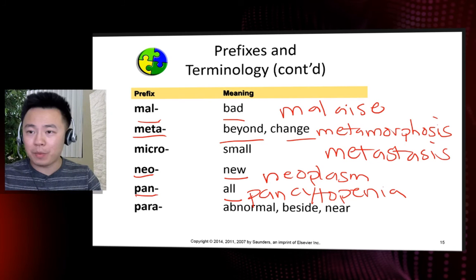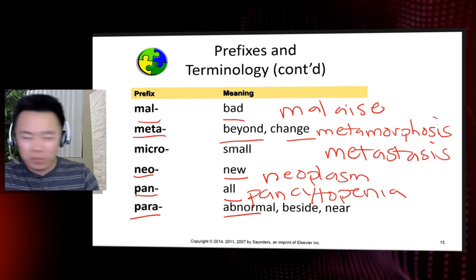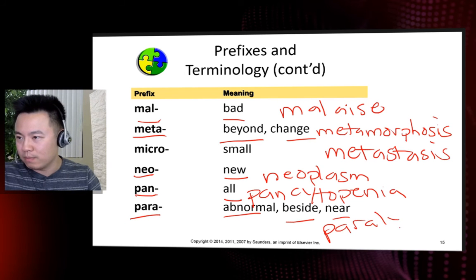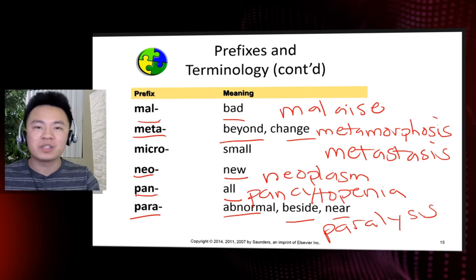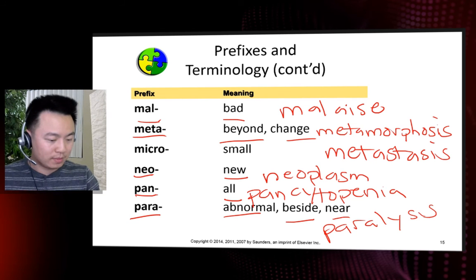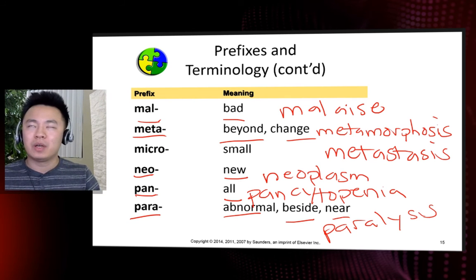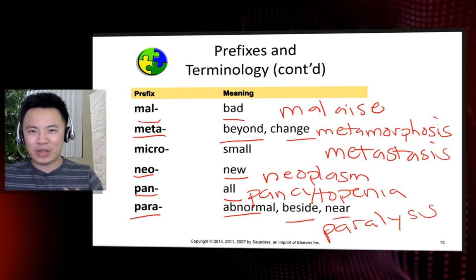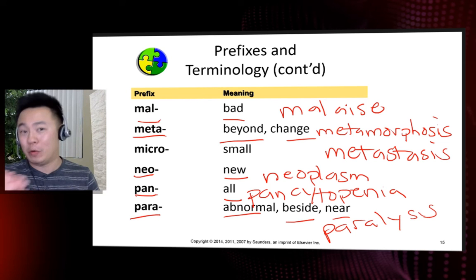We also have here para. Para here means abnormal, beside, or near. For example, paralysis. Paralysis means loss of movement in the muscle. Para is abnormal. I also like to think of Paranormal Activity, that movie. There's weird stuff going on in that movie. Lots of ghosts and lots of random things moving around the house and lots of those twitches. So think about Paranormal Activity or that movie out there.